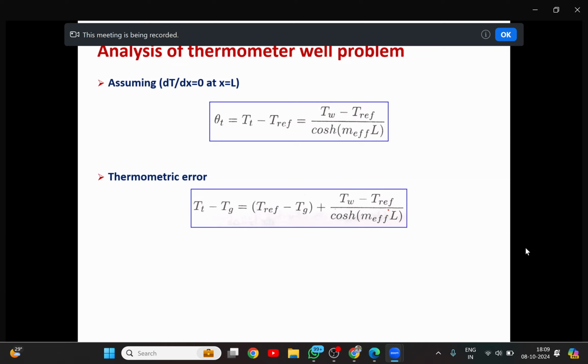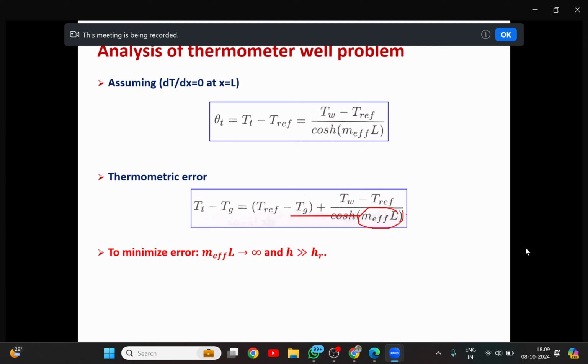If you want to minimize the thermometric error, one way to do that is to use a design which gives you m_effective times L very high. So if m_effective L is, let's say, infinity, then cosh of infinity will give you infinity, and 1 over infinity will give you 0. That means this entire term will go, and only this term remains. T_T minus T_G is T_ref minus T_G.